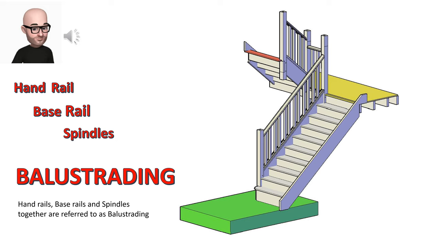Handrails, base rails and spindles, all added together, form an area that carpenters call balustrading.